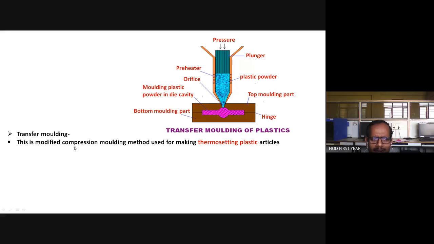Transfer molding. So this is a modified compression molding method used for making thermosetting plastic articles. Thermosetting means thermo hardening, means irreversible to the heat, hardens after heating. Plastic articles with more complicated shape and delicate designs can be molded. So this is actually a disadvantage or limitation of compression molding. We could not do that with compression molding: complicated shape, delicate design. But here with the help of transfer molding we can fabricate articles having complicated shape and delicate design.